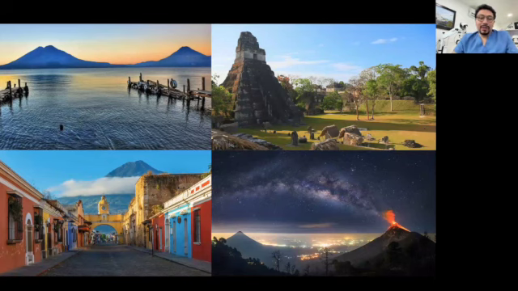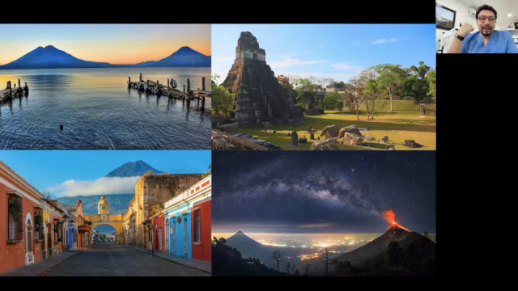We are well known for being the land of the Mayan civilization. We have a lot of volcanoes, active volcanoes. You can climb a volcano and see lava coming out from the volcano very close to the cities. It's not far.